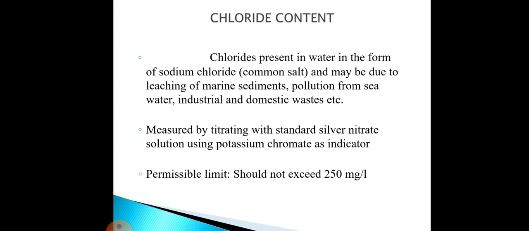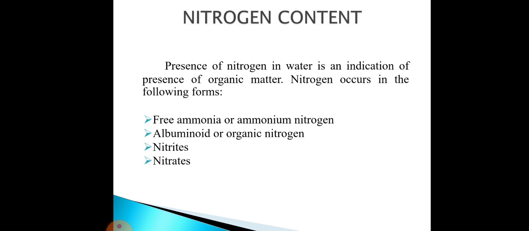And chloride content in a given sample of water can be determined by titrating it with silver nitrate solution using potassium chromate as the indicator. So the permissible limit for chloride contents in drinking water should not exceed 250 milligrams per liter. Coming to the next, that is nitrogen content.